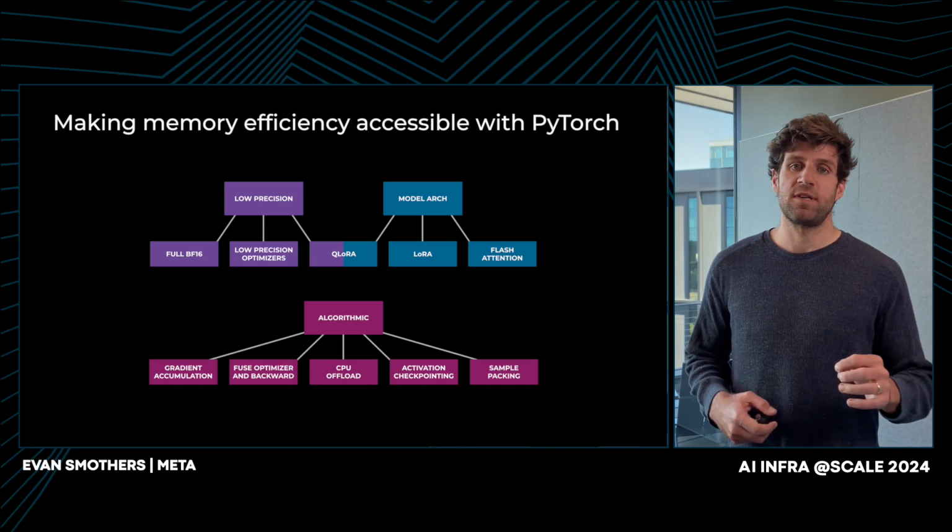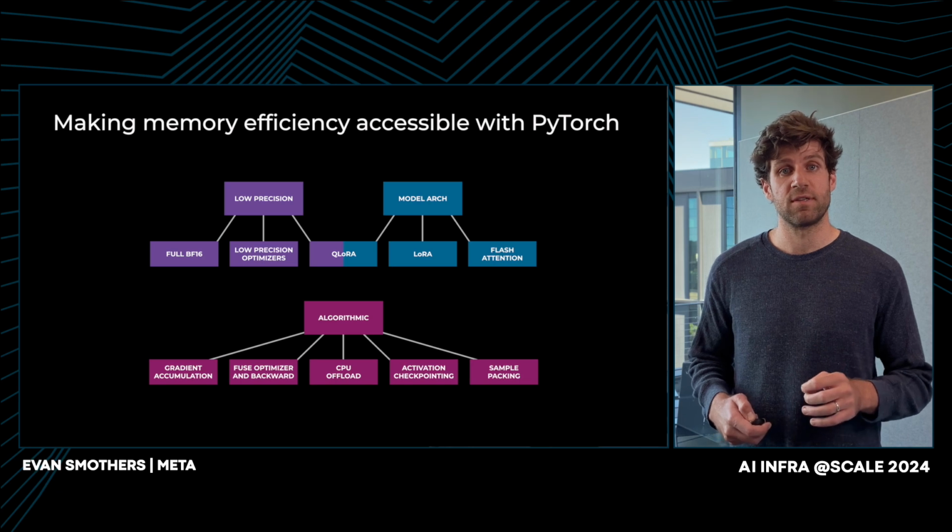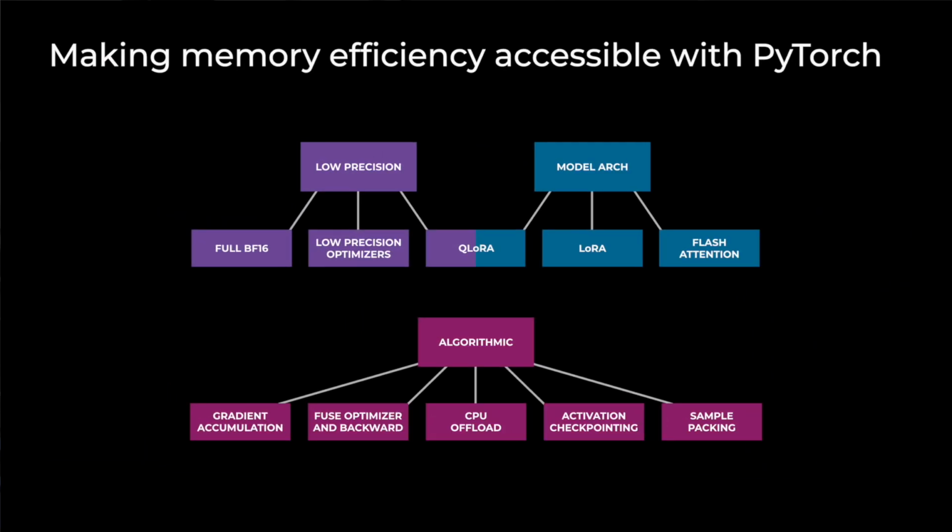TorchTune leverages tools and techniques from the broader PyTorch ecosystem to increase the accessibility of fine-tuning. We support low-precision techniques like full bfloat16 training or reduced precision optimizers. All the standard memory-saving techniques like CPU offload, activation recomputation, or gradient accumulation are supported directly via the canonical PyTorch APIs. Other, more specialized techniques like fusing optimizer step and backward or sample packing are also available, and we demonstrate them transparently in our single-file training scripts.